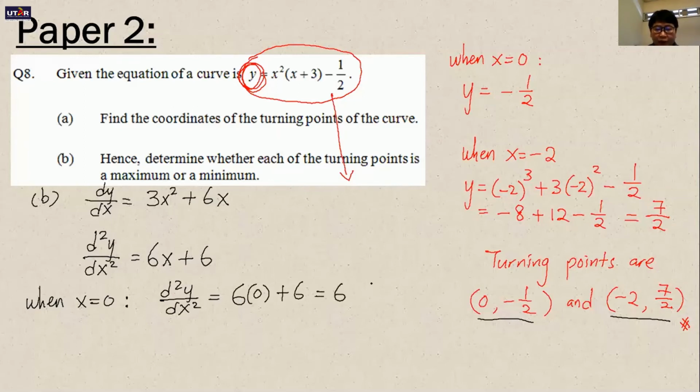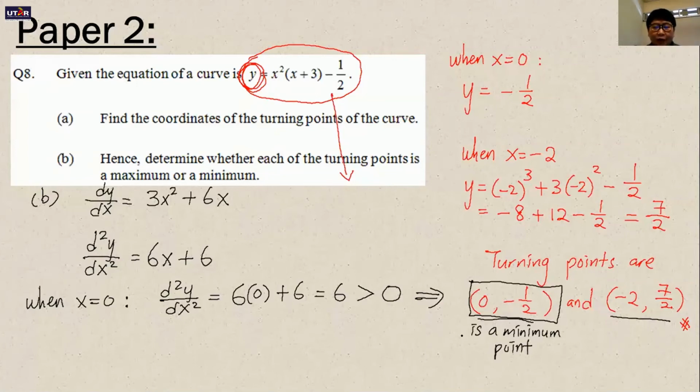So is this positive or negative? Positive, more than 0. 6 is definitely more than 0. It means this point is a minimum point. It means the first turning point is a minimum point. Okay? Now we check the second turning point.